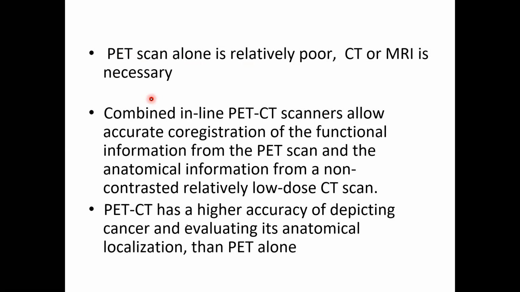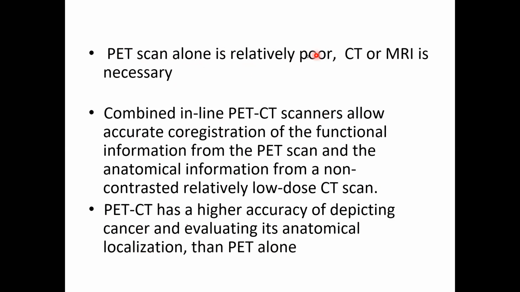Combined in-line PET-CT scanners allow accurate co-registration of the functional information from the PET scan and the anatomical information from a non-contrasted, relatively low-dose CT scan. PET-CT has a higher accuracy of depicting cancer and evaluating its anatomical localization than PET alone. As already told, PET alone is relatively poor, so the help of CT and MRI is needed.